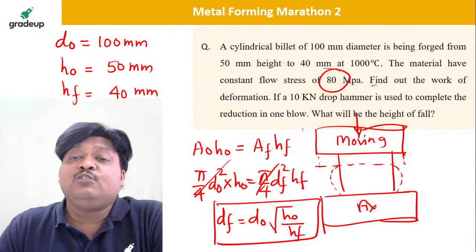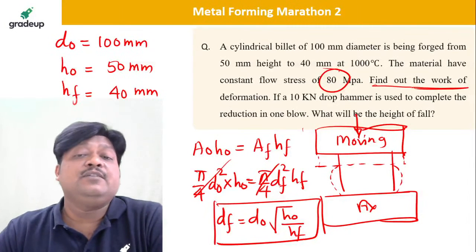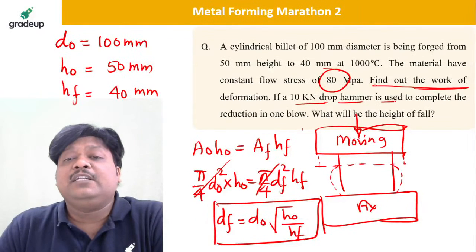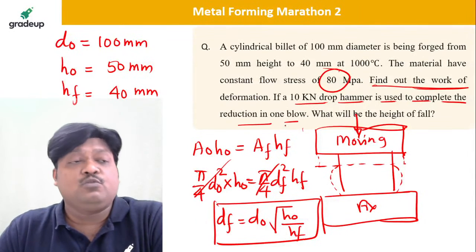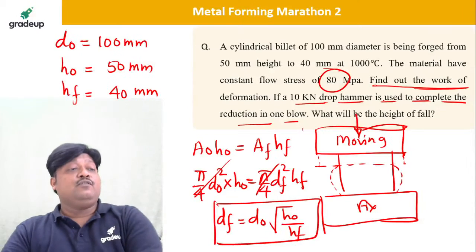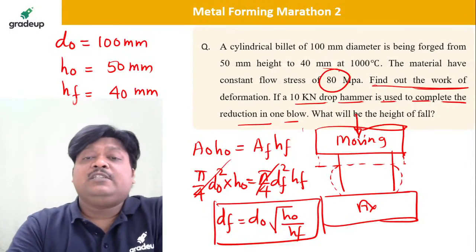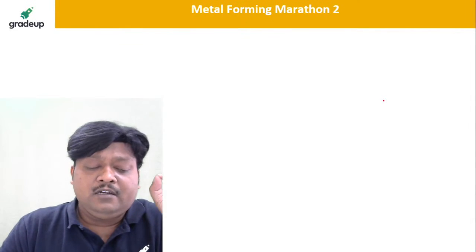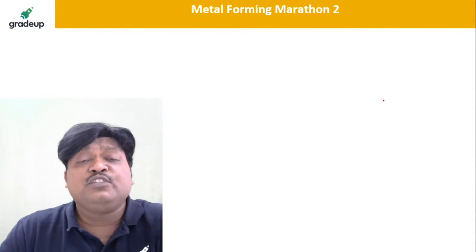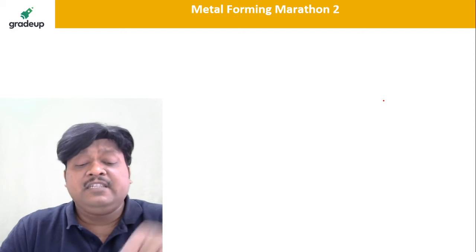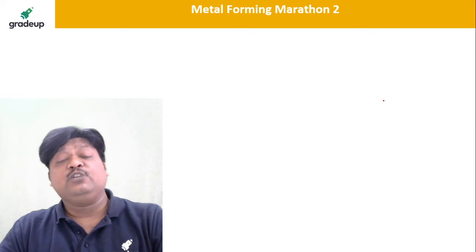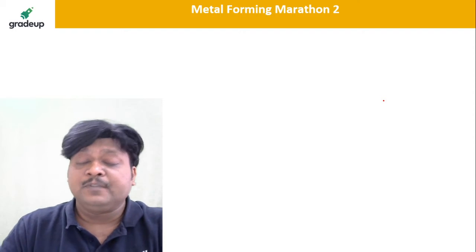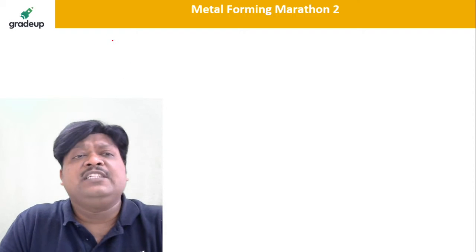So they are asking you to calculate the work done in the deformation, and after that they are asking: if a 10 kilonewton drop hammer is used to complete the reduction in one stroke or one blow, what will be the height of fall? Dear students, whenever no coefficient of friction is mentioned or provided in the forging operation, we need to calculate the force in the simple fashion.